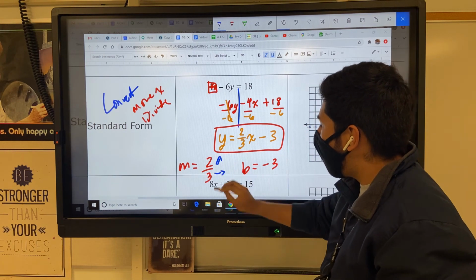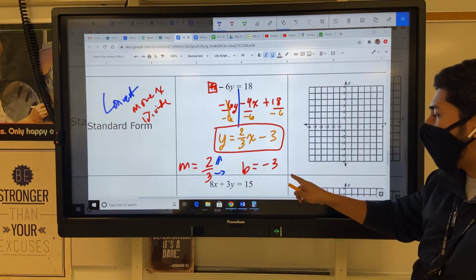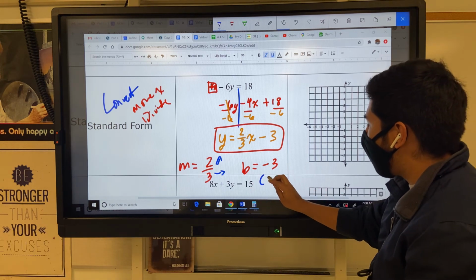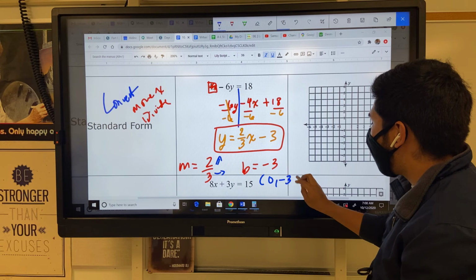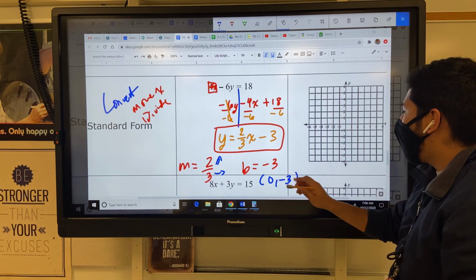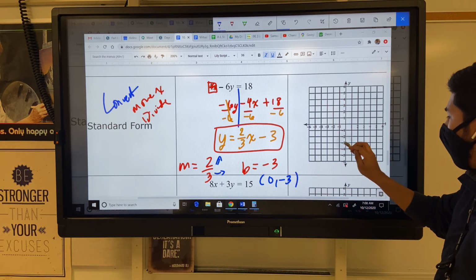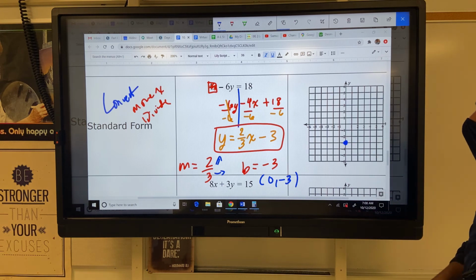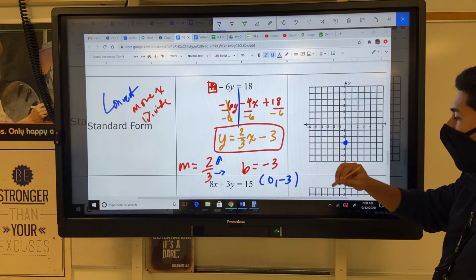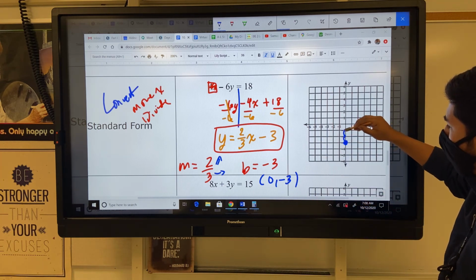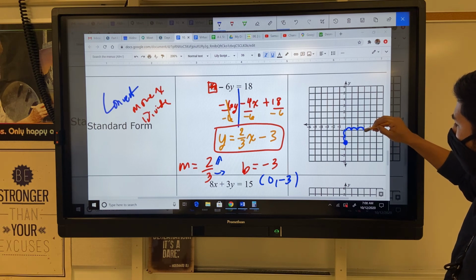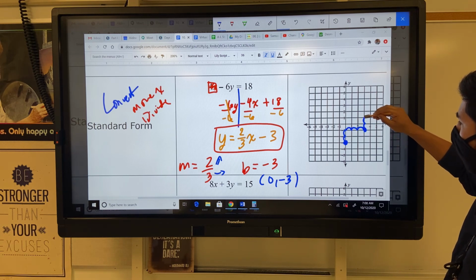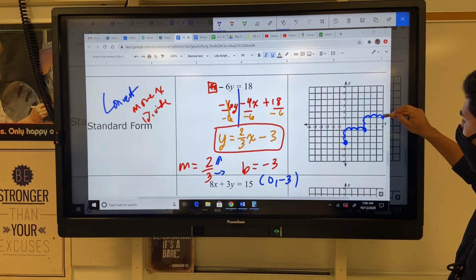Go up and over to the right. Start at negative 3, which is the coordinate 0, negative 3. And then you go up 2 over 3. 1, 2, 1, 2, 3. 1, 2, 1, 2, 3.